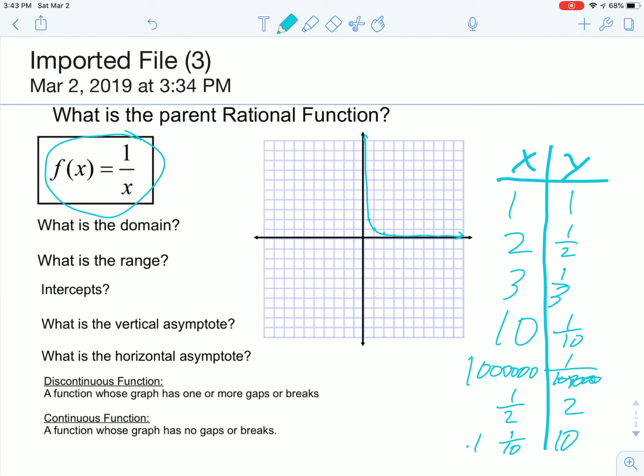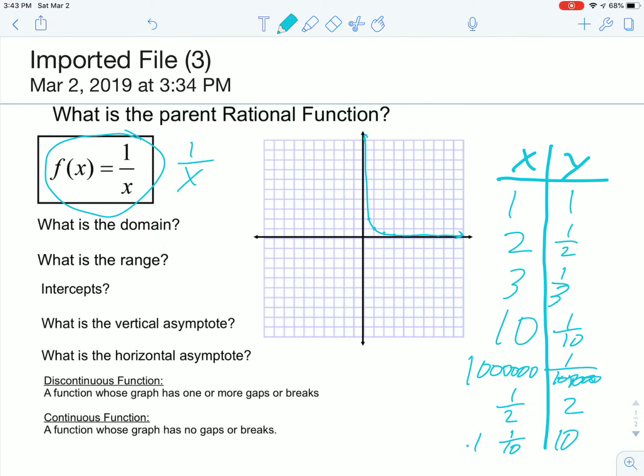But think about this. Can I ever actually get a y value of 0? Well, if I'm going to get a y value of 0, a y-intercept, then this 1 over x would have to equal 0. Well, if that were true, then I'd have to think of some x such that, think about this for a second, 0 multiplied by x equals 1. So can you think of a number that when multiplied by 0 equals 1? Neither can I, because it doesn't exist.